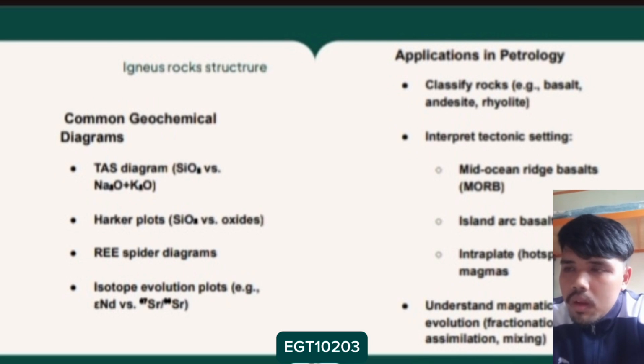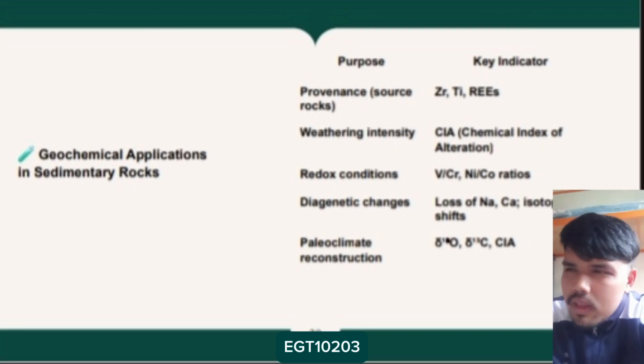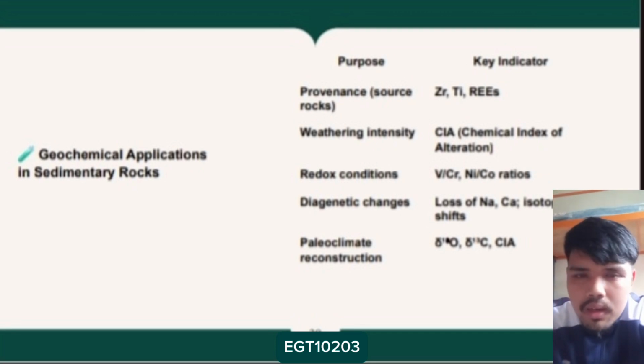We have 5 purposes in this application. The first one is provenance, second weathering intensity, the third redox condition, and the fourth dynamic change. Lastly, paleoclimate reconstruction.